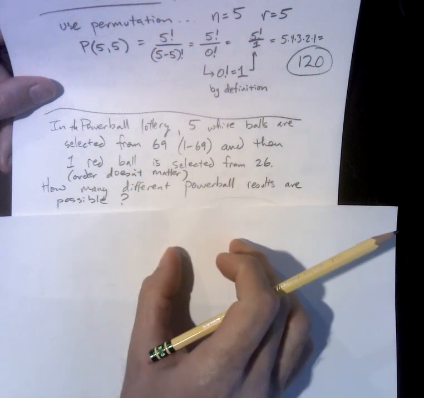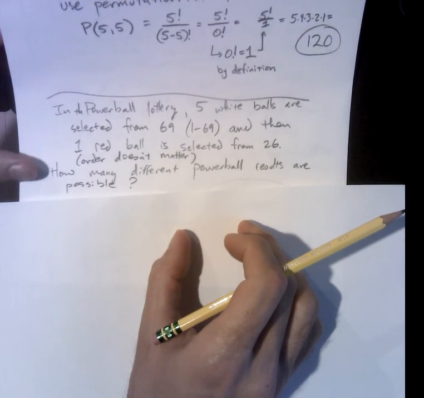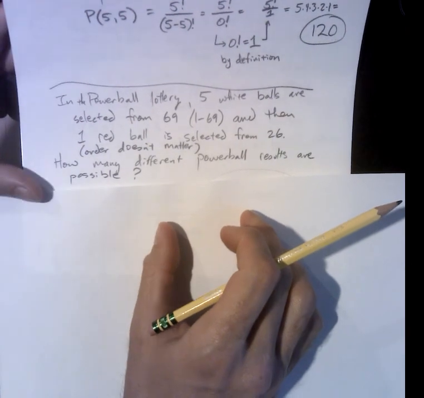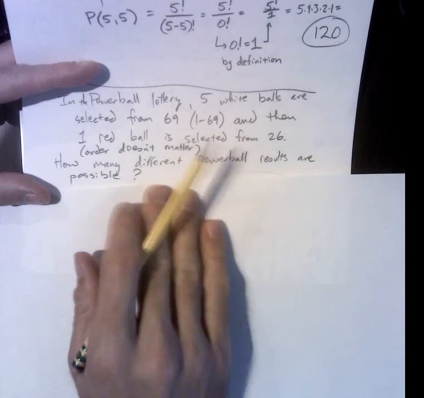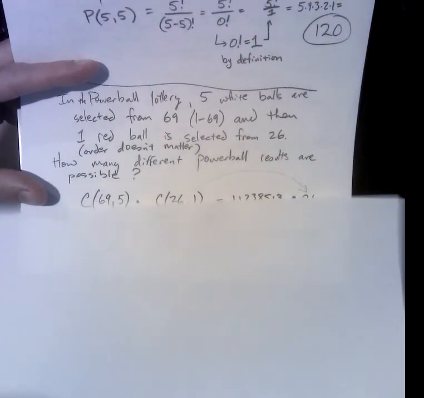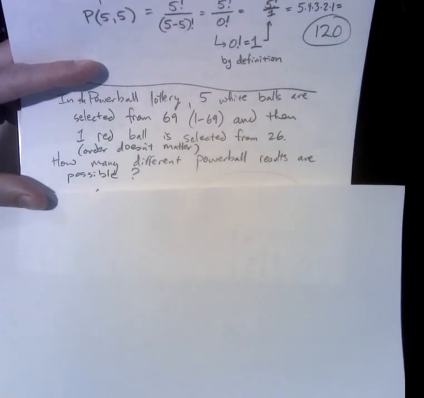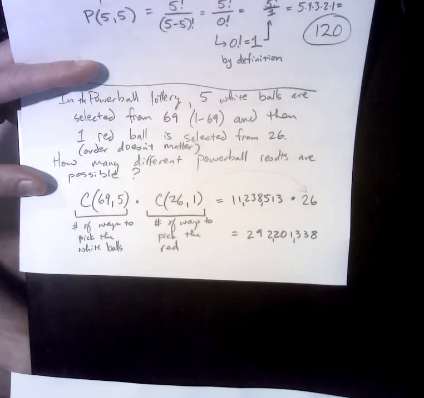But the whole thing, kind of confusing, is also called the Powerball. How many different Powerball results are there? We mean the entire thing, selecting the white balls and the red ball. So we have to break this problem down into stages. First, we're going to figure out how many different ways there are to choose the white balls.